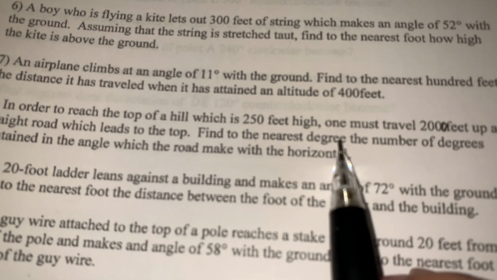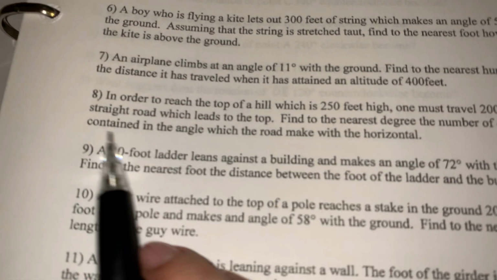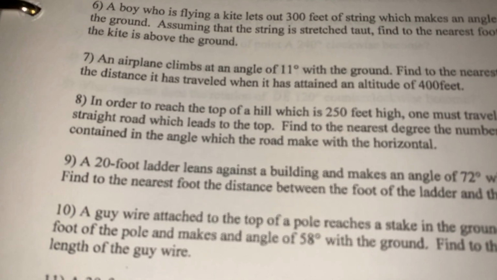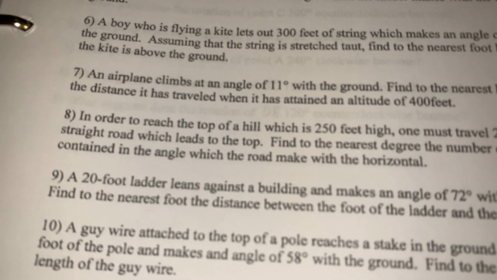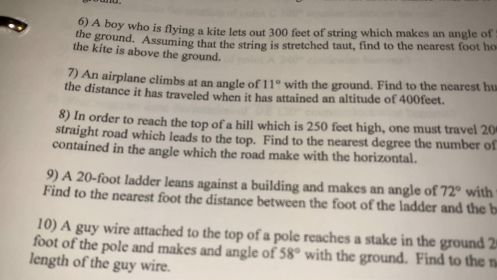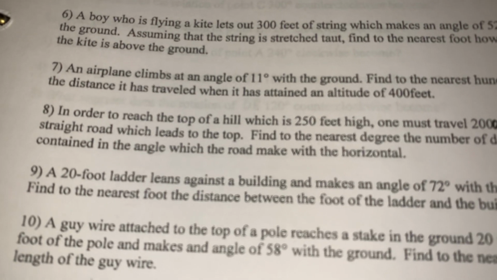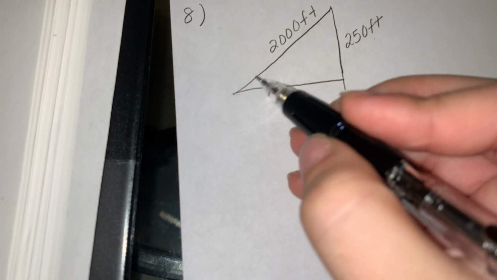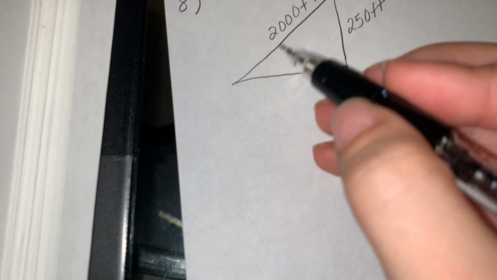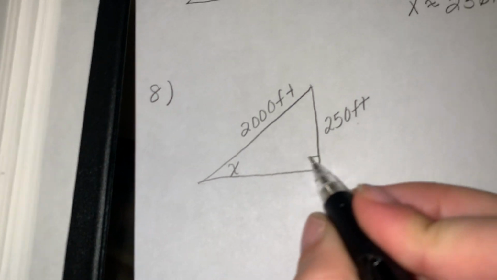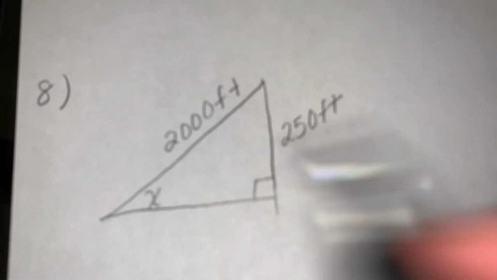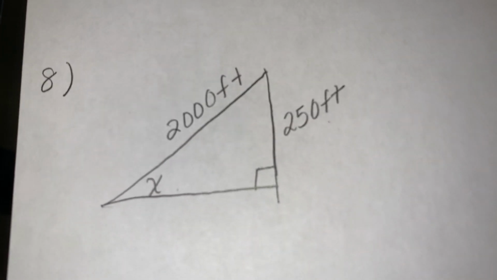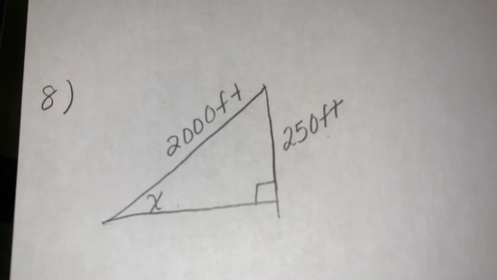Find to the nearest degree the number of degrees contained in the angle which the road makes with the horizontal. So now they're asking for the angle. And which angle? Well, they're talking about from the road to the ground. They want to know how many degrees this is. Now, this is a bit different because when we're looking for the angle, we're going to be using different buttons.